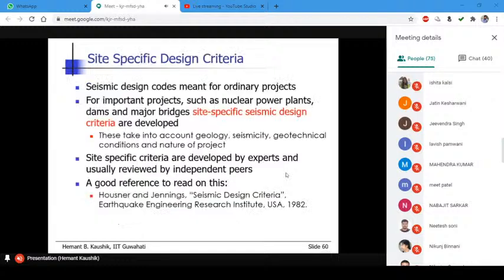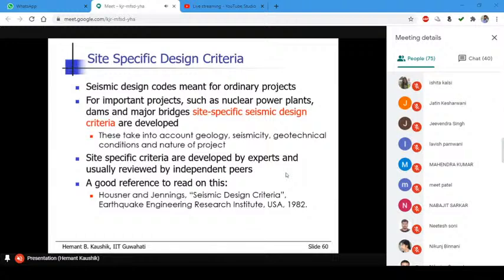Now, the last point is site-specific design criteria. Like I said, in some cases you have to develop your own design response spectrum. The reason is, let us say you want to design a dam. For that dam, it is recommended that you don't use the response spectrum given in the code, because the response spectrum in the code is the average response spectrum.